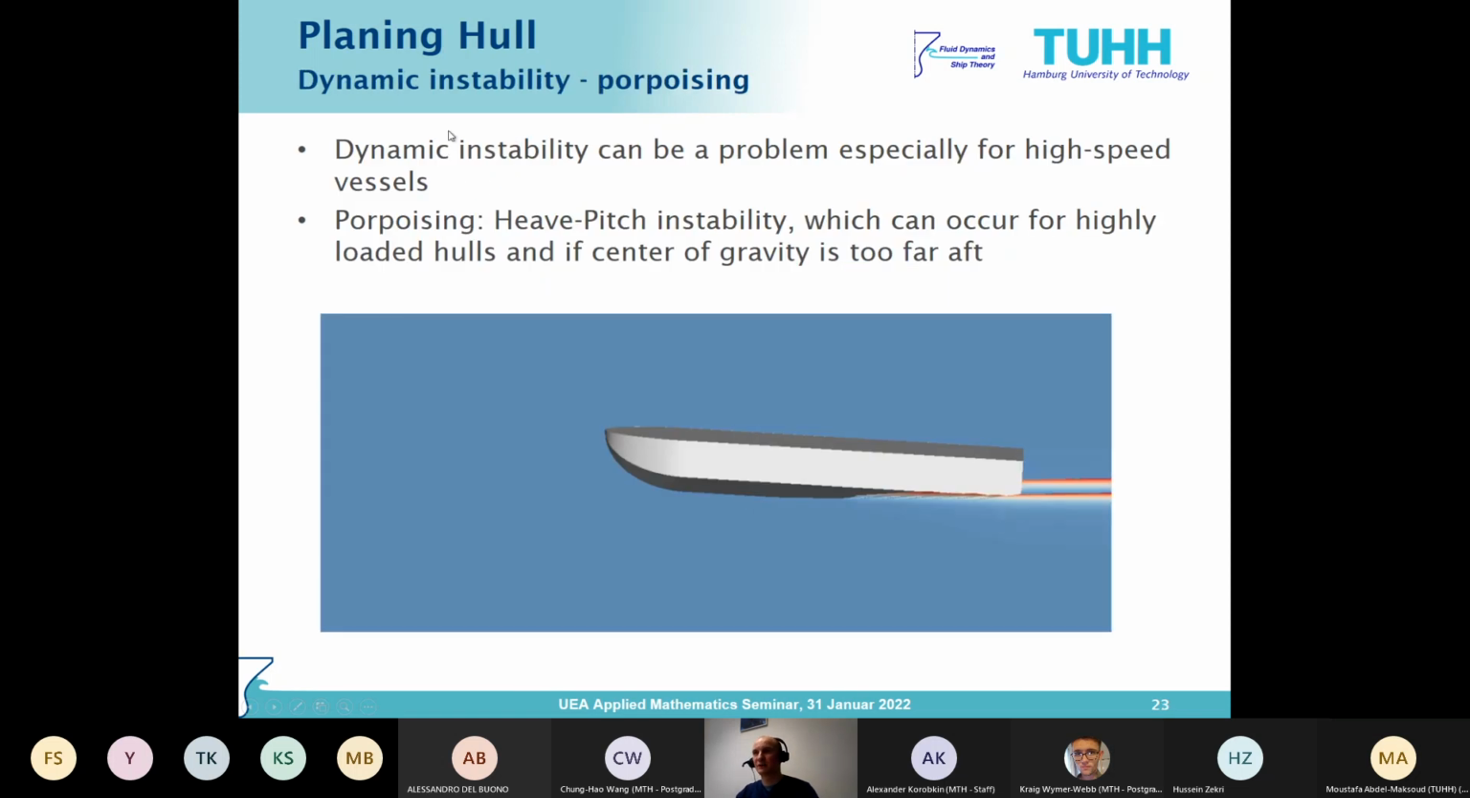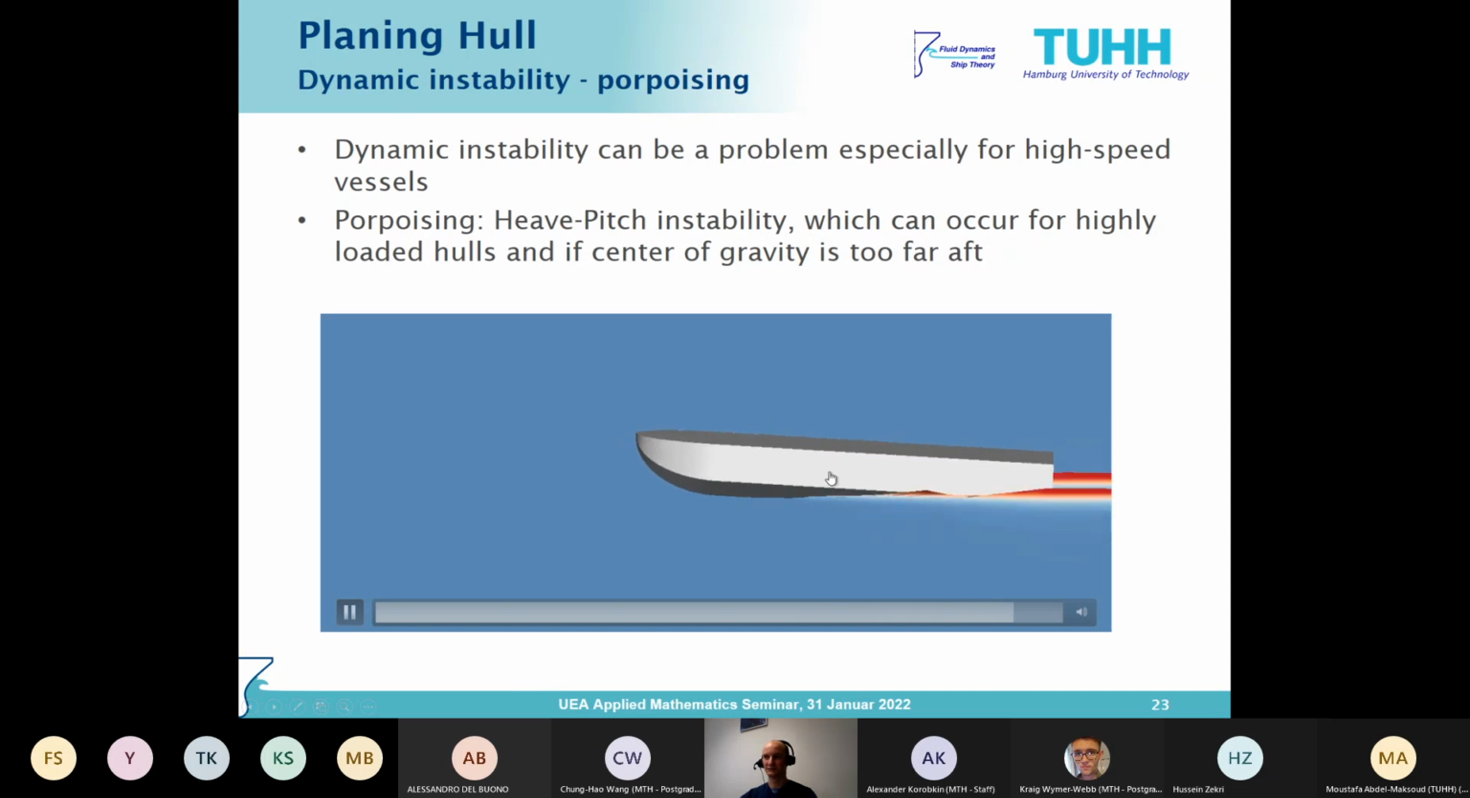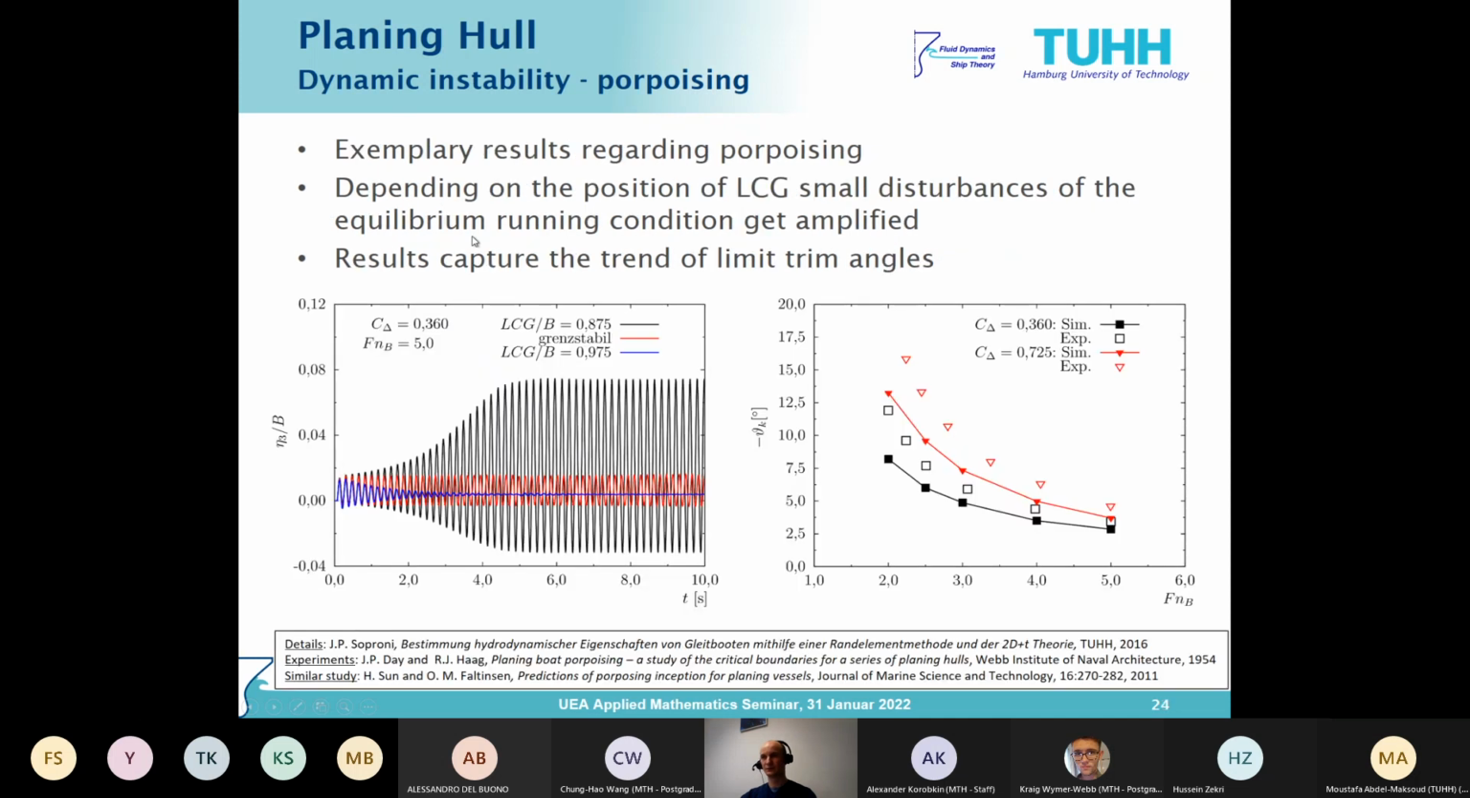Okay, I'd like to show you one example of a dynamic problem which was investigated some time ago, and this is porpoising. This is a dynamic instability, basically a heave-pitch instability, and it occurs if the center of gravity is too far aft. I'll show you the animation. We have an initial oscillation here, and this oscillation gets amplified with time. This is just a calm water case, and basically out of nothing, the amplitudes increase and it becomes very violent. This is something we try to reproduce.